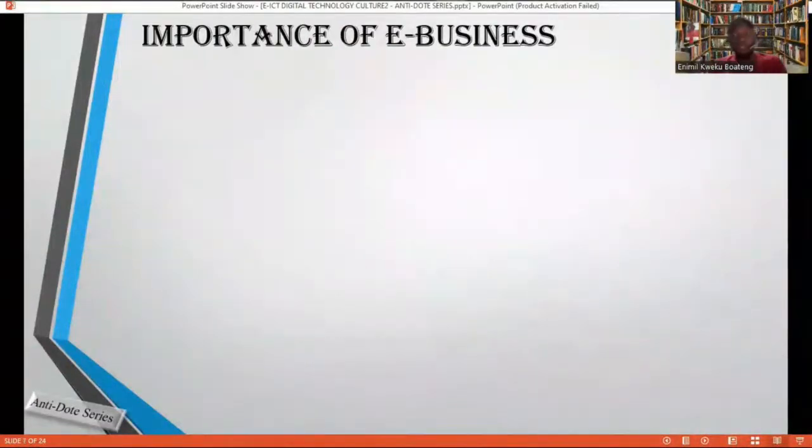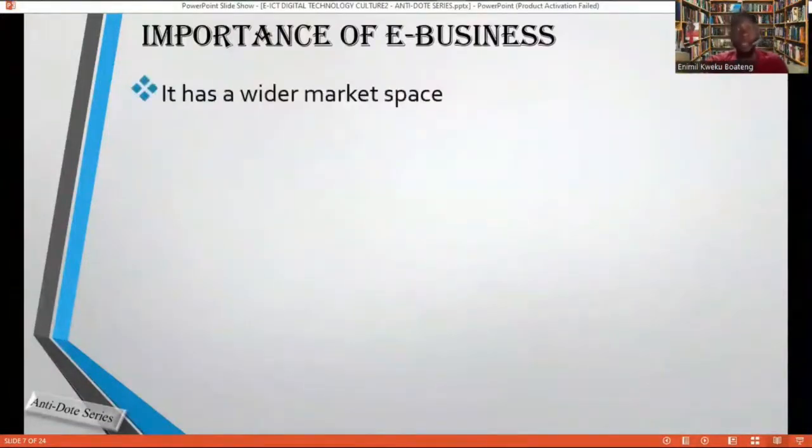From the types of e-business model, you're going to look at the importance of e-business. So one, it has a wider market space, and I don't think this needs any explanation. Let me just touch it. So it has a wider market space. You are doing the business online. People are glued to their phones. People are online 24/7. So you're going to have what?